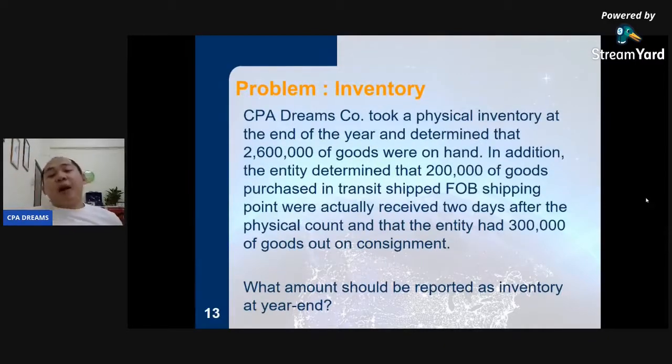So, meron na tayong problem. What I want you to do is screenshot every problem para ma-answeran mo. Okay? And paano ba tayo nag-a-answer ng problem?